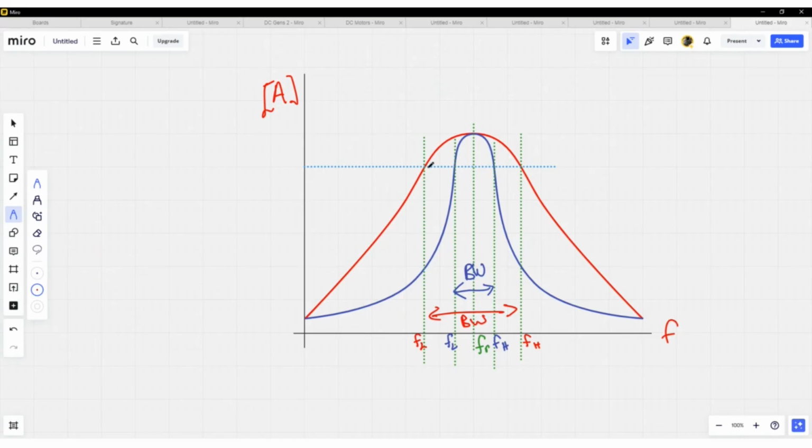But anyways, that's pretty much what I have here for you guys. So high selectivity is the blue, so you have a narrow bandwidth. Low selectivity is the red, wide bandwidth.